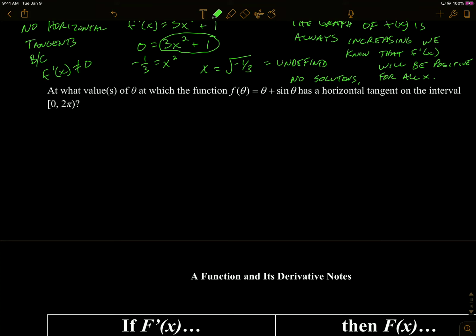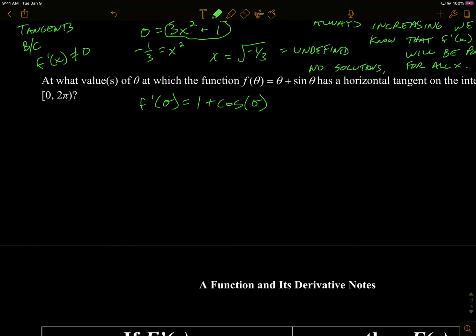So at what values does that function have a horizontal tangent on the interval 0 to 2 pi? So let's do our derivative. The derivative of theta is 1. The derivative of sine theta is cosine theta. So now we want to set that equal to 0. So when does the cosine of theta equal negative 1 on the interval 0 to 2 pi? That's going to be when theta is equal to pi.